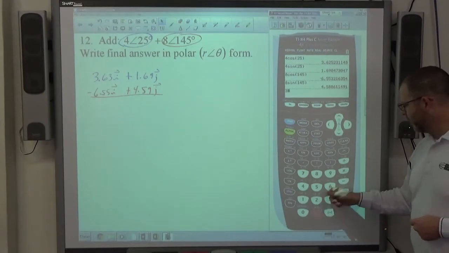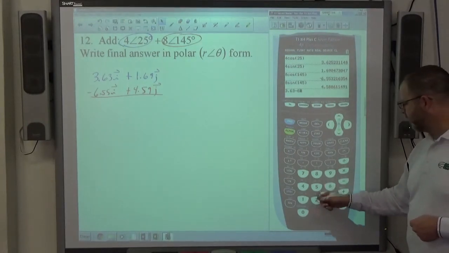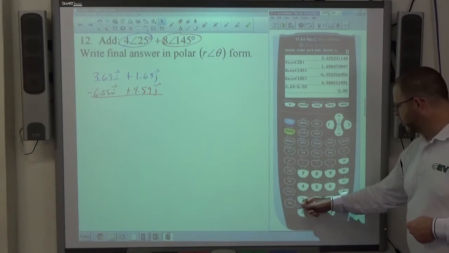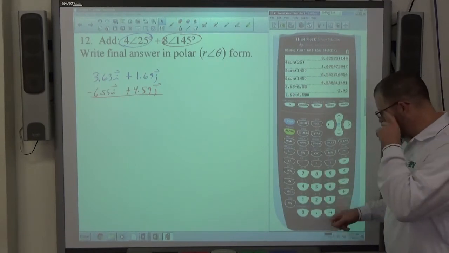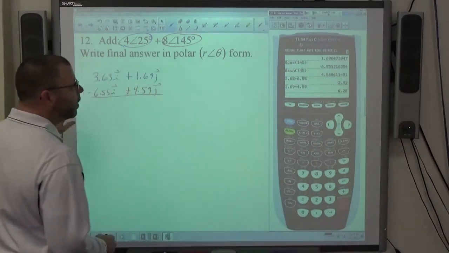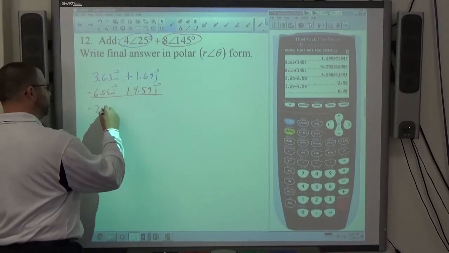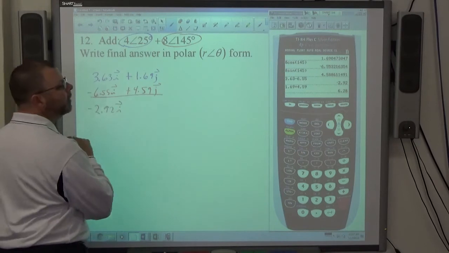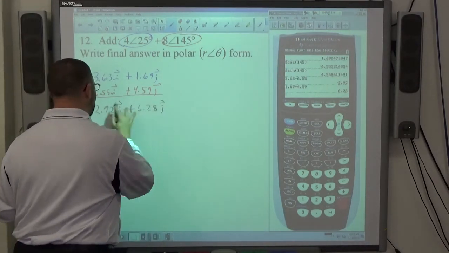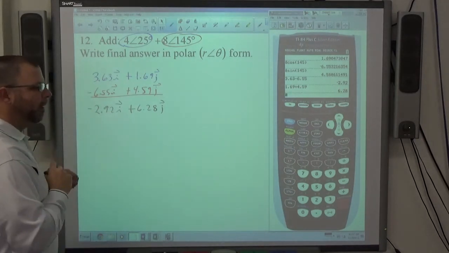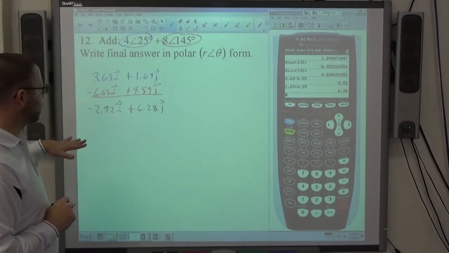So 3.63 minus 6.55 and 1.69 plus 4.59. Give me those two results. So negative 2.92 I plus 6.28 j. Again, that represents the sum in rectangular form. What I need to do at this point is convert it back to polar form.